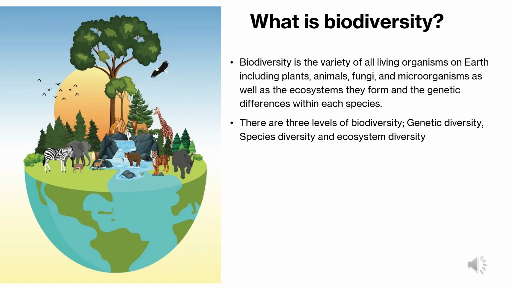Biodiversity is the variety of all living organisms on Earth, including plants, animals, fungi, and microorganisms, as well as the ecosystems they form and the genetic differences within each species. In simple terms, biodiversity means the diversity of life, the different kinds of living things in a particular area or on the whole planet. There are 3 levels of biodiversity: genetic diversity, species diversity, and ecosystem diversity.